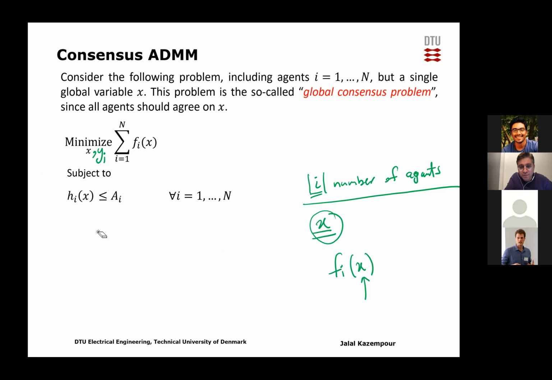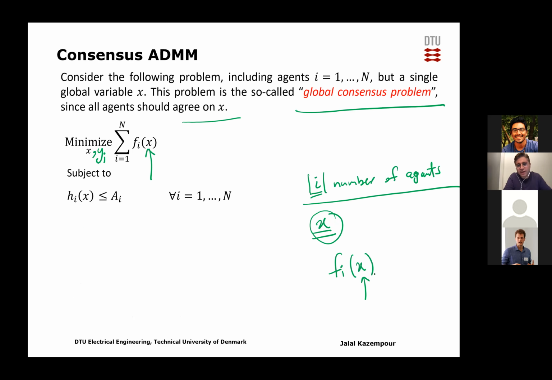In consensus ADMM, the important thing is that there is a variable which is common among all participants, or all agents or subproblems, and we need to reach a consensus on the optimal value of x. Is it clear? So this problem is a global consensus problem, since all agents should agree on x. Very good.